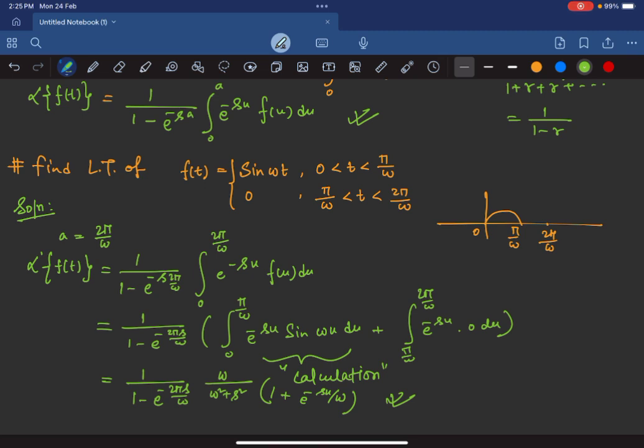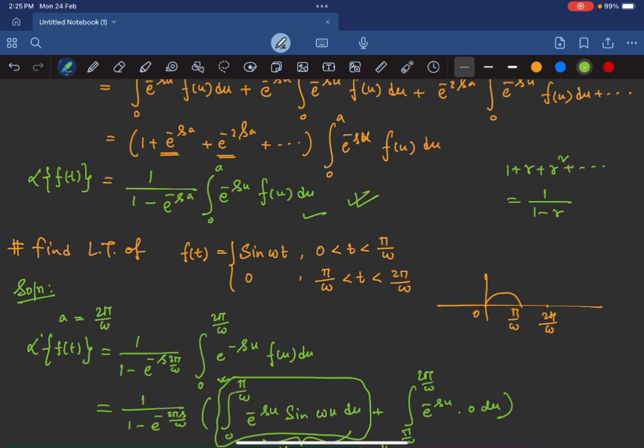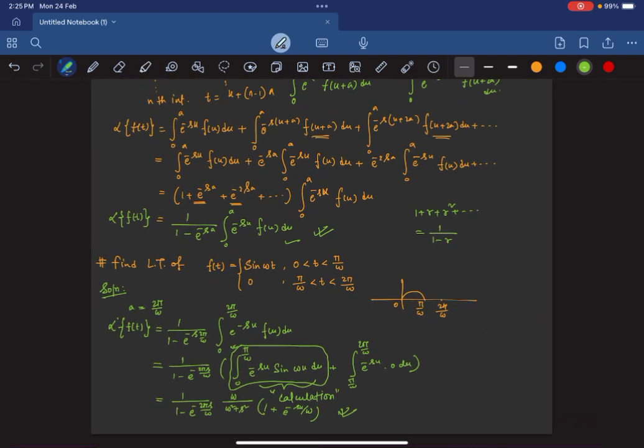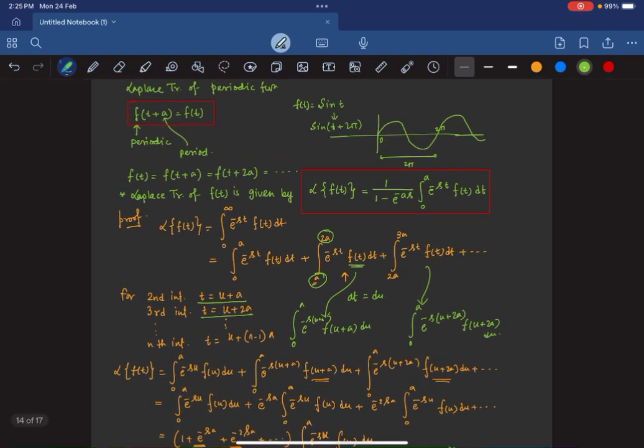Now see the main part here: you should do this integration carefully. Integration by parts you can use, then you have to complete this solution. Similarly there are many questions available for you. Just take them and apply this formula of Laplace transform for a periodic function. First identify whether that function is periodic or not, and based on that you will do the treatment.